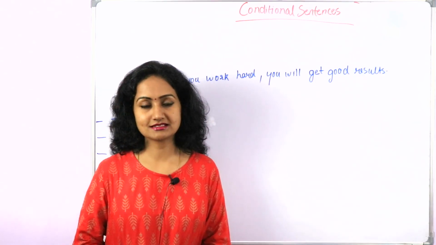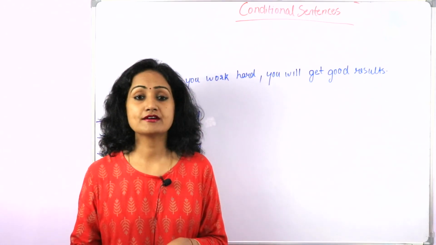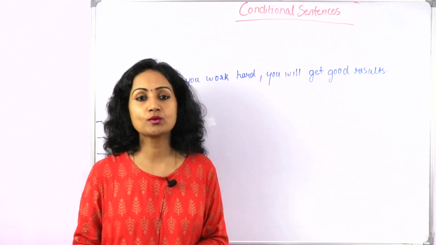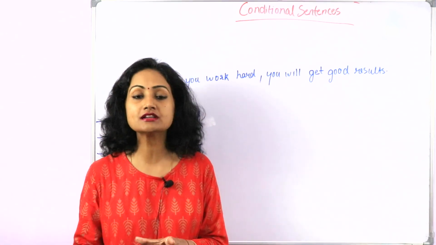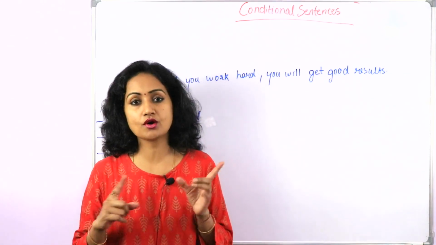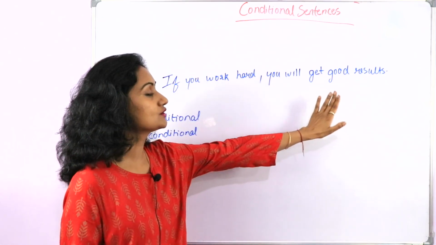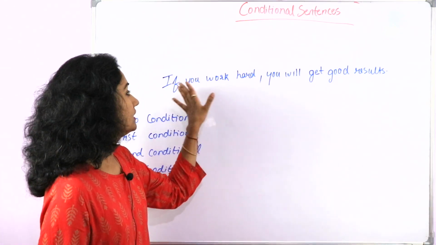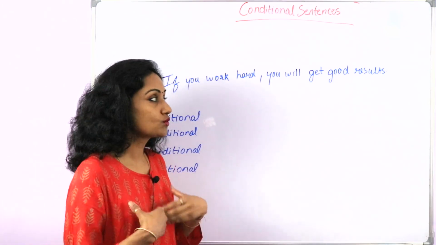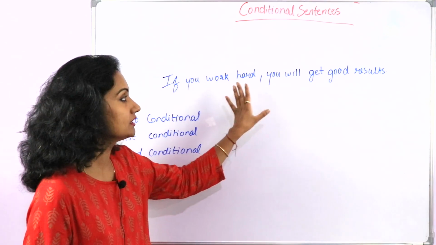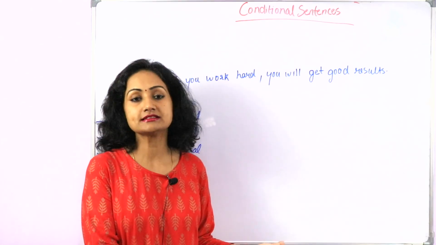What are conditional sentences? Conditional sentences are those that talk about a condition. These sentences have two parts. First part begins with if and talks about a situation, and second part talks about the result of that situation or consequences of that situation. For example, if you work hard, you will get good results. So this is a situation that starts with if. If you work hard, this is a situation. Then what is going to be the result of this situation? You will get good results. So this is the result. So generally we have a conditional sentence like this.